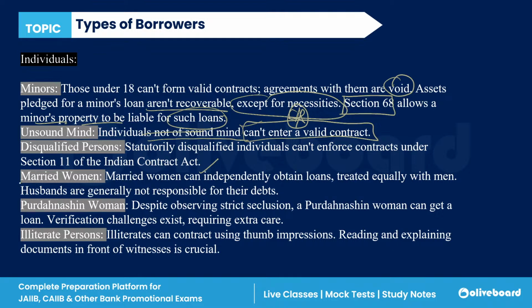Right. Married women. Married women are allowed to independently obtain loans from the banks, and their husbands are not responsible for it. If there is a Pardhanasheen woman, despite different obligations and strictness, a Pardhanasheen woman is allowed to have a loan. Yes, but there is extra verification that is done in this case. An illiterate person can use their thumb impression for having the loan, right? Reading and explaining the document in front of the witness is very crucial, right?